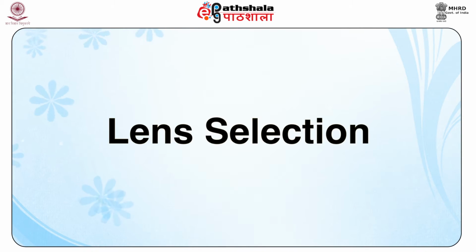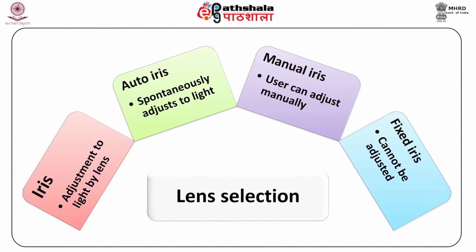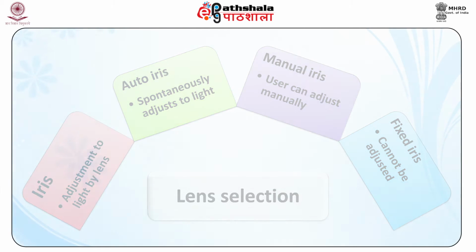Next is lens selection. Iris. The iris or the aperture on the lens determines how the camera will adjust to light. It comes in various varieties. Auto iris has the capability to adjust spontaneously according to the lighting conditions. Then is manual iris, which you can adjust, but as it states, it is manual. Then is fixed iris, which means just that: it is fixed and cannot be adjusted.